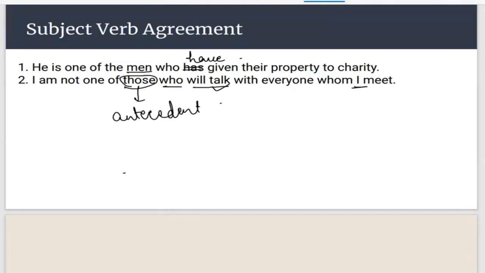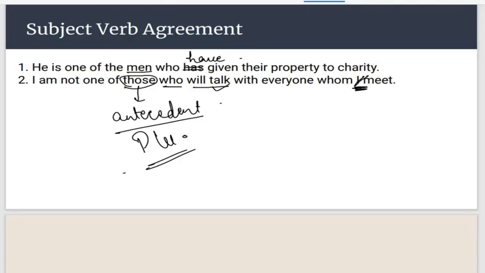Now have a look at this. Antecedent those is singular or plural? Plural. Very good. So the pronoun used here will be singular or plural? Because I told you just now that whatever noun, pronoun, verb, adjective will come after who, that will agree according to antecedent. Antecedent is plural, then the noun used here should also be plural.